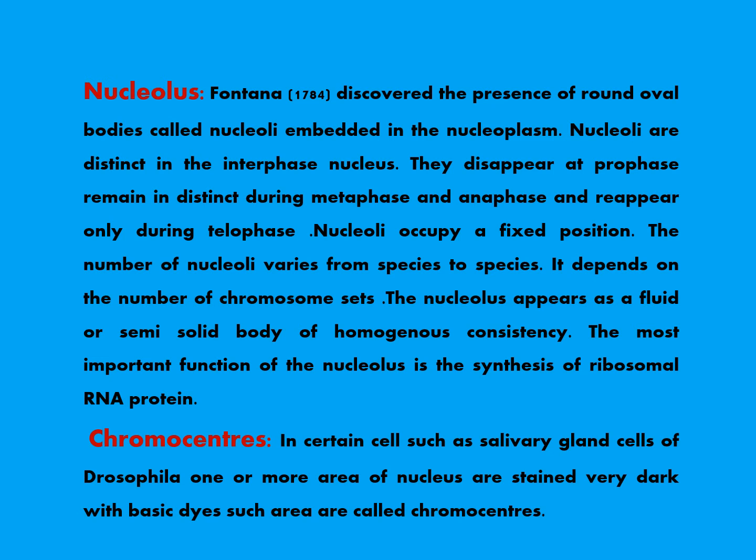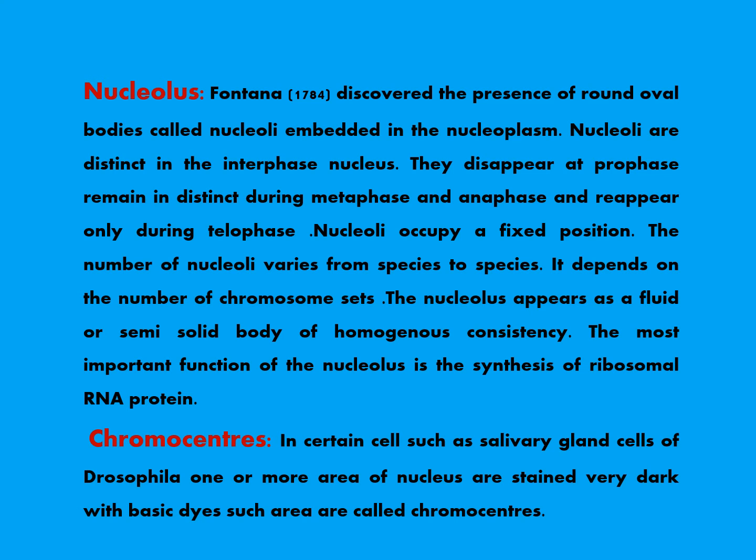Next is the nucleolus. Fontana in the year 1784 discovered the presence of round oval bodies called nucleoli embedded in the nucleoplasm. These are distinct in the interphase. They disappear at prophase, remain distinct during metaphase and anaphase, and reappear only during telophase. The most important function of the nucleolus is the synthesis of ribosomal RNA and protein.